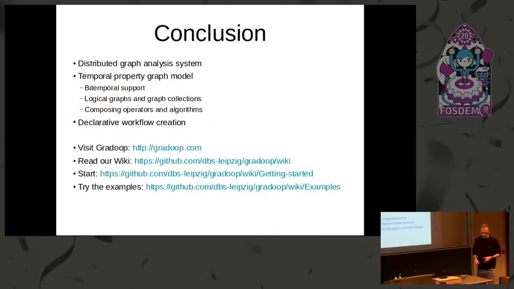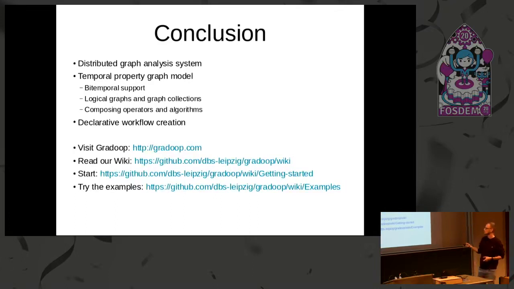To sum up, we have a distributed graph analysis platform called GRADOOP. In GRADOOP, we have a temporal property graph model with bitemporal support. In my example, I just talked about the valid time, but transaction time is also supported by all these operators. We have logical graphs and sets of them called graph collections. And we can compose all our operators together to have a flexible mechanism to build an analytical workflow. If you want more information, then visit our website, GRADOOP.